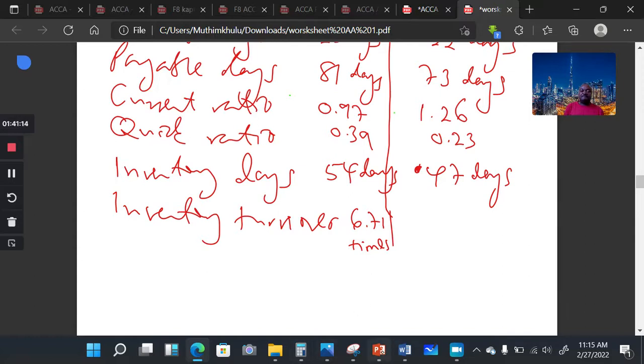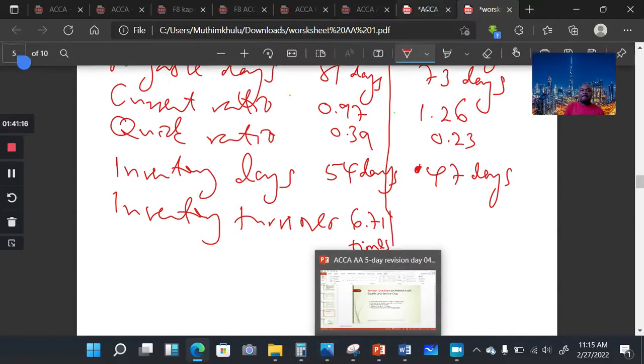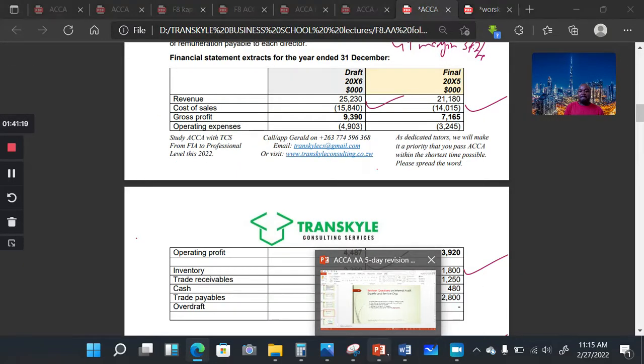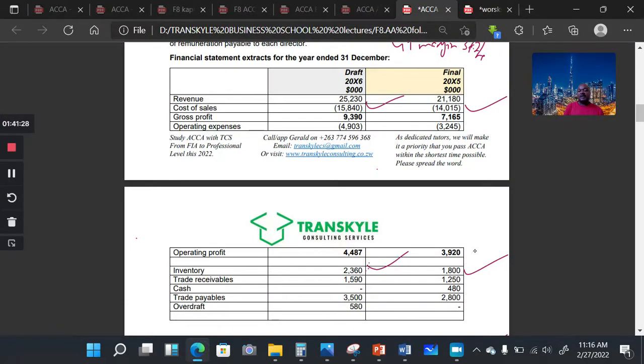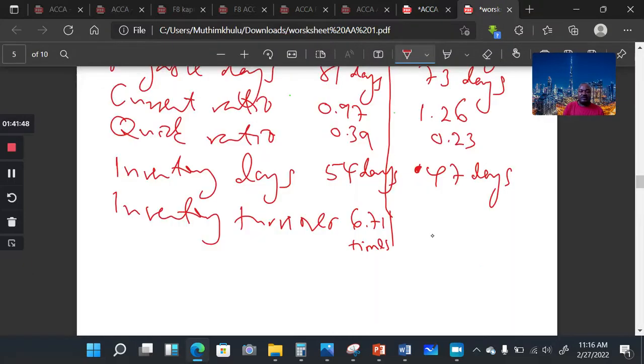What about in 2015? In 2015 we had 14,015 divided by 1,800, which is 7.79 times.